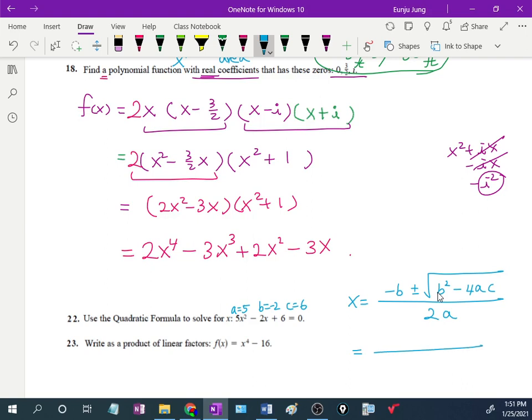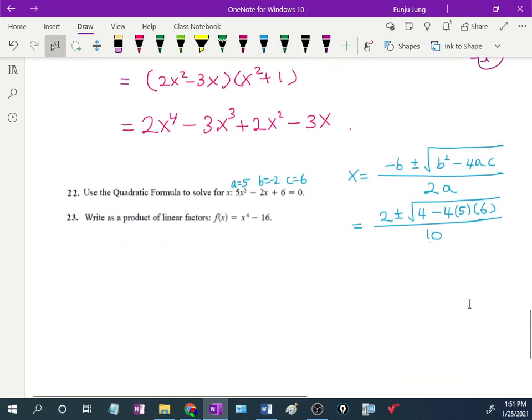What is the negative of negative 2? Positive 2. Let's square the number. 2 times 2, that is 4. Or negative 2 times negative 2, that is still positive 4. And minus 4, A, C. I always write the numbers because I don't want to make a mistake there, okay? 2 times 5, which is 10. All right. Now let's look at the next step.